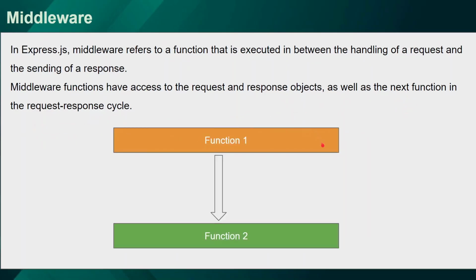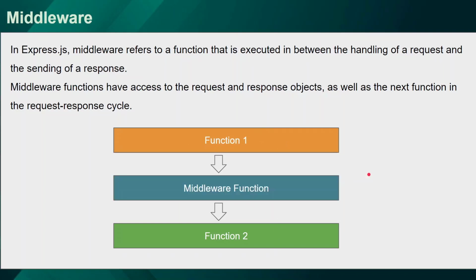So let's say we have two functions that are going to be called in this order, which means first function 1 will be called, and after that function 2 will be called. If we place another function in between this cycle, then before calling function 2 directly, the middleware function will be executed. Then once this function is executed, it will point back to function 2. So basically it is like calling three functions.